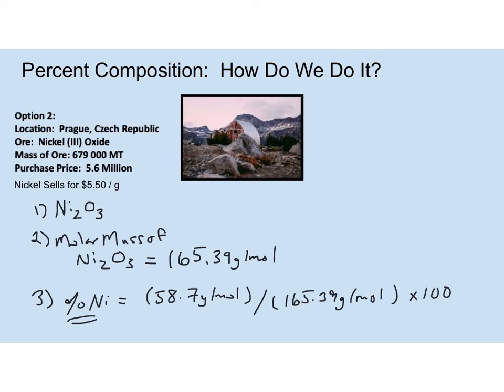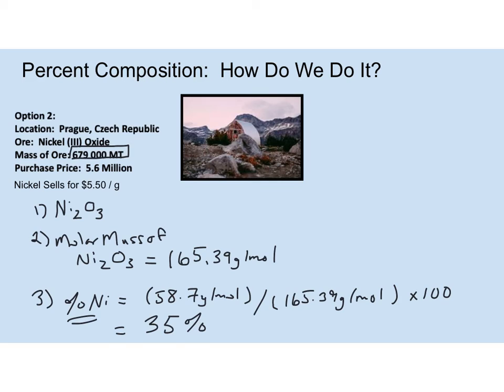So let me do this for you. So that's 58.7 divided by 165.39. Multiply that by 100. And the molar mass in nickel is 35%. Okay. So, next thing. I basically now know that this weight right here, okay, that 35% of that weight is going to be pure nickel.